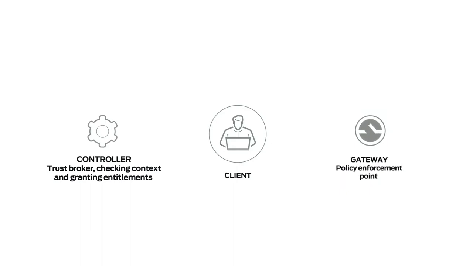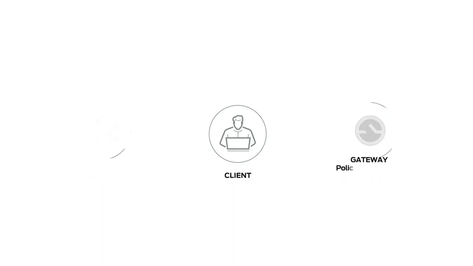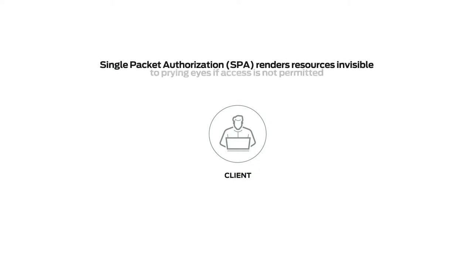The first thing to note is that the controller and the gateway are completely cloaked from prying eyes using a technology called Single Packet Authorization, or SPA for short. With no exposed ports, this protects the system from many types of network and credential-based attacks. Basically, you can't attack what you can't see.